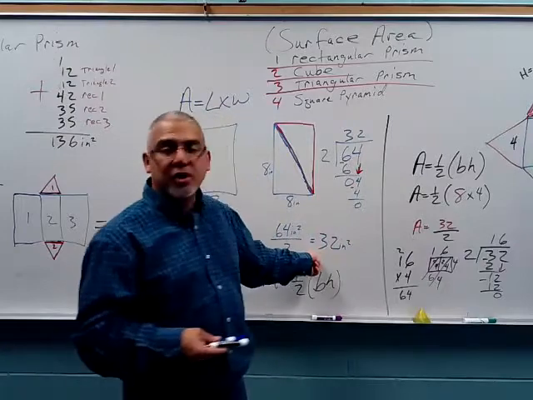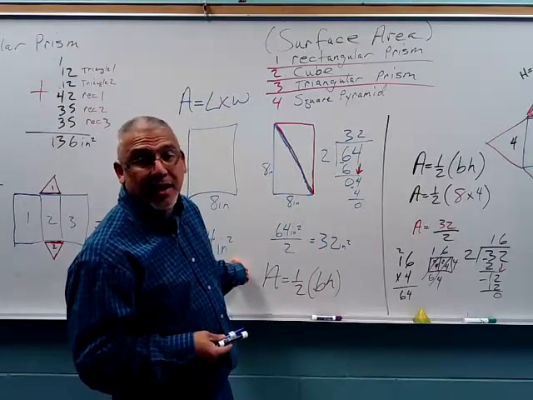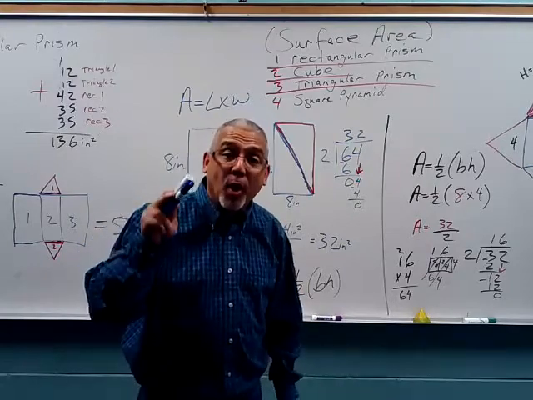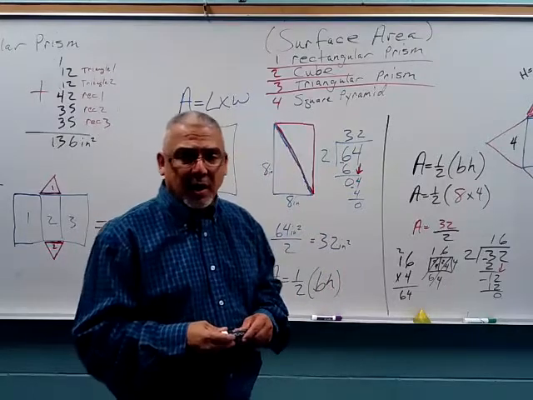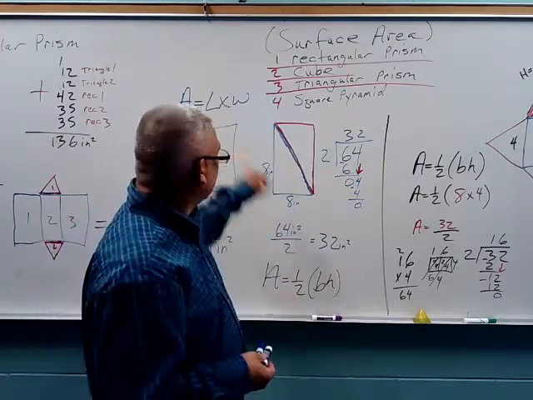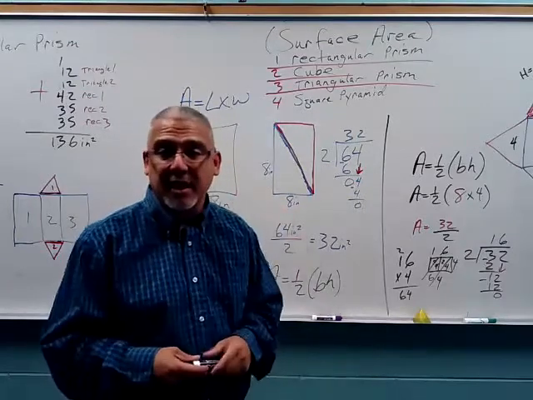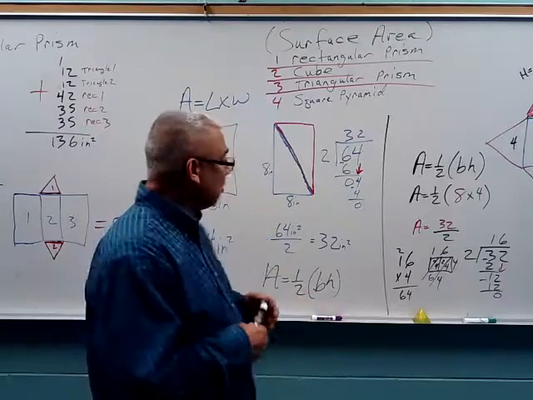So is 32 half of 64? Yes, it is. But we're not done. Don't forget your label. So IN to the itty bitty 2. Why? Because length times width, and so that'd be an IN times an IN. And that's going to give me IN to the itty bitty 2. And you're done. Okay?